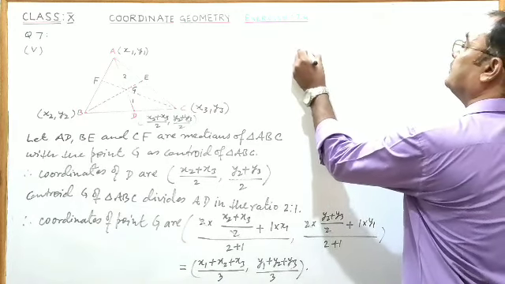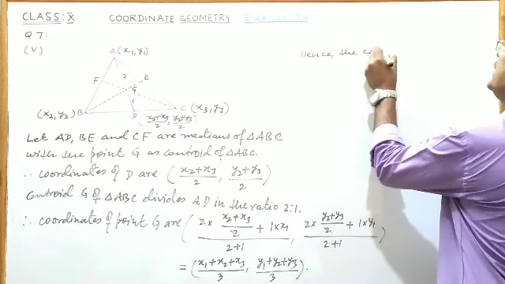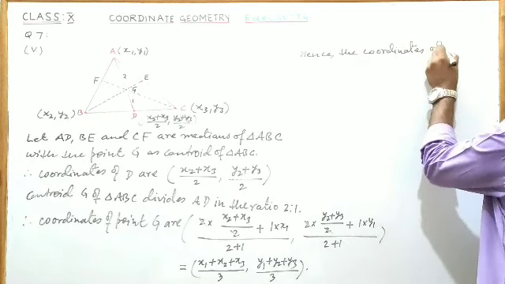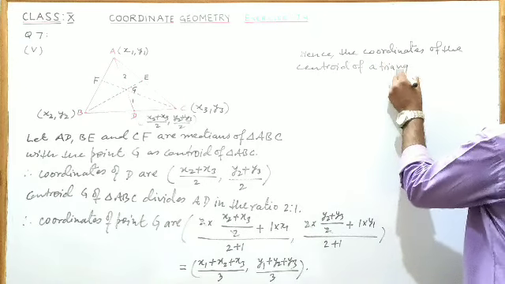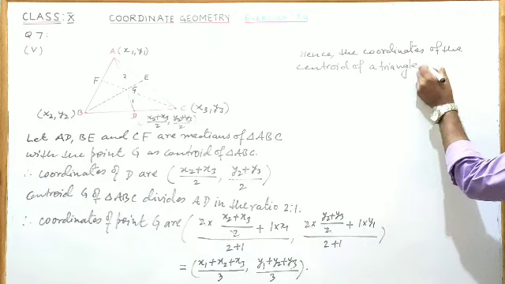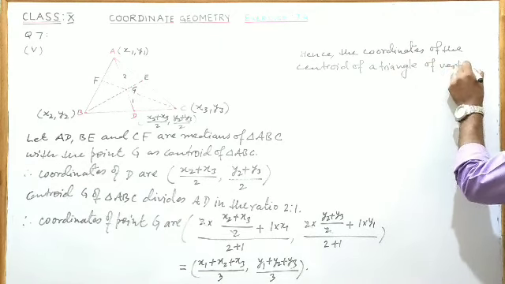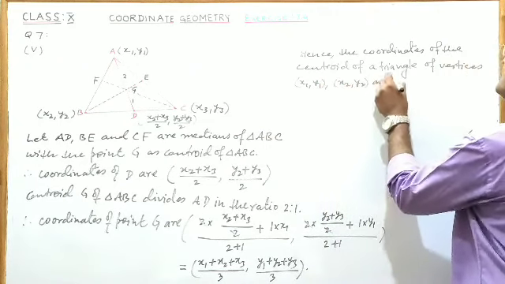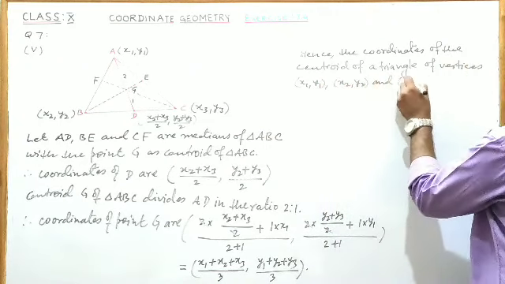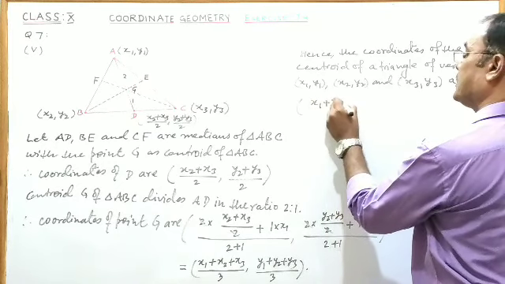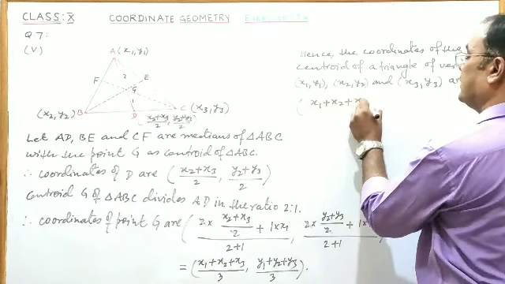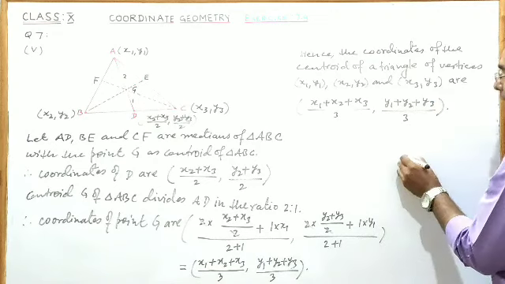So hence the coordinates of the centroid of a triangle with vertices (x1, y1), (x2, y2) and (x3, y3) are (x1 plus x2 plus x3) by 3, (y1 plus y2 plus y3) by 3, and this completes the question number.